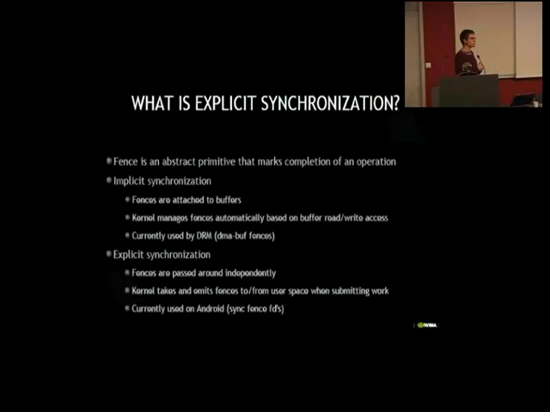That's the model that is currently used by the DRM model. Explicit synchronization, on the other hand, allows you to more flexibly manage and pass around fences independent of buffer objects. And the way you get fences is when you submit work to the kernel, then you get a fence back, and then you can use that as a pre-fence to subsequent hardware operations. And userspace can basically decide how to pass around these fences. And one example of explicit sync currently is the Android sync FDs.